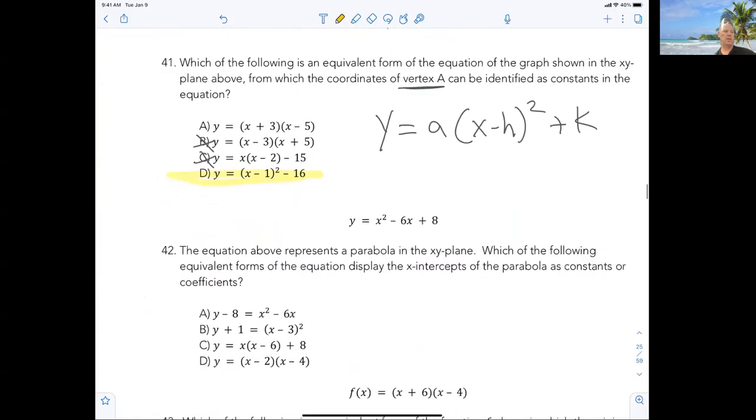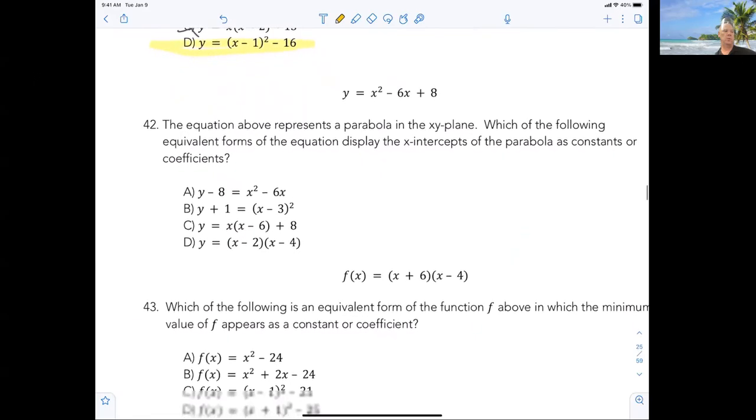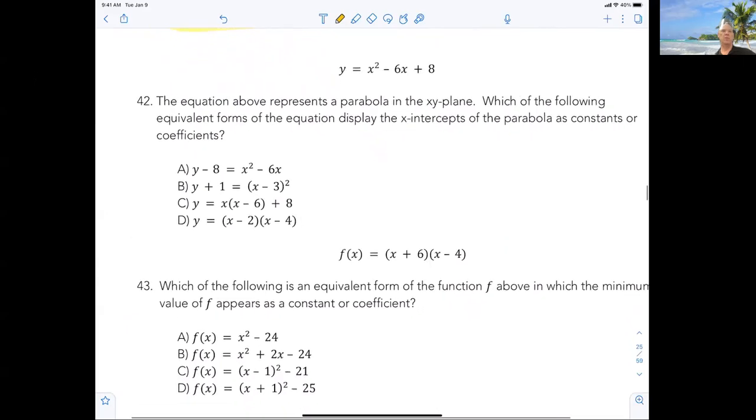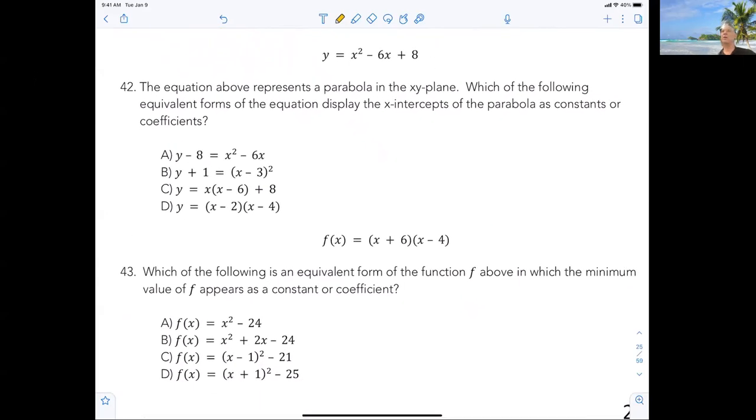Now let's look at 42. Silly, silly, silly. Everybody look at 42. Everyone just tell me the answer. No work involved. None at all. X-intercepts. D, thank you. Does everybody understand what I'm saying? Form A or letter A, does that make any sense? I'm hoping you could say that was really dumb. A is dumb.